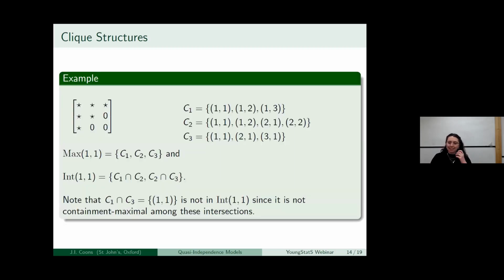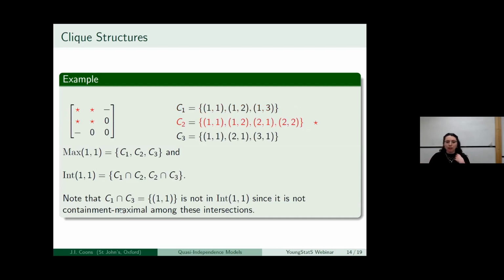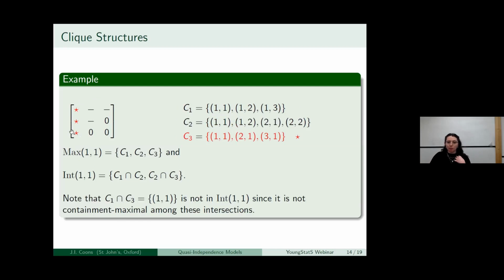So we'll go back to this example we had before. The three maximal cliques are this top row. So this is 1 cross 1, 2, 3. Then this upper square. This is 1, 2 cross 1, 2. And finally, this column, 1, 2, 3 cross 1. So max of 1, 1. Well, 1, 1 is contained in all of these. So this is all three of these cliques.